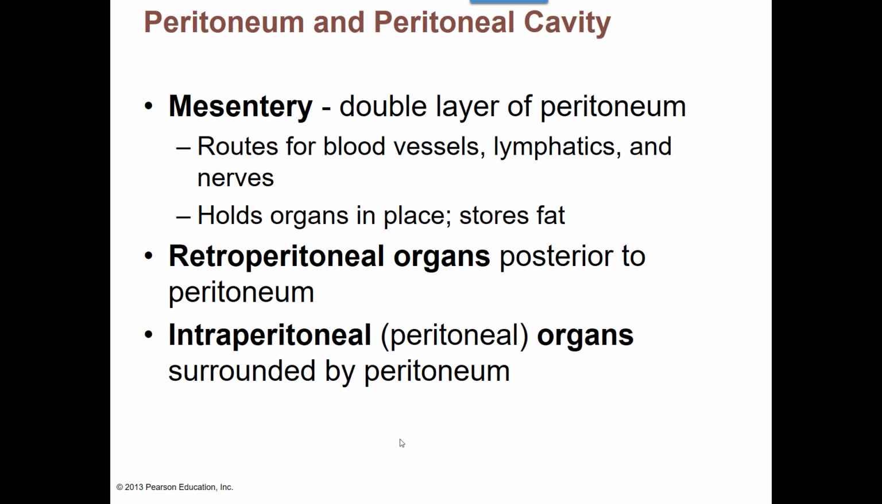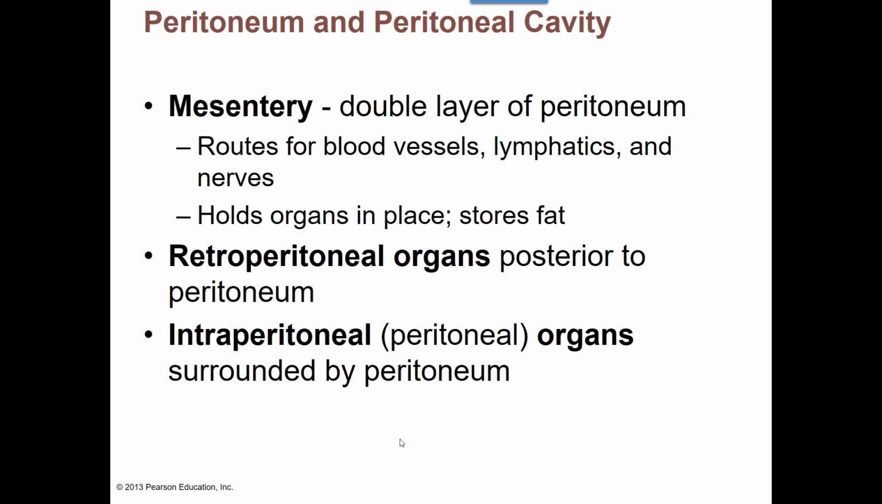We do have these different layers inside of that cavity that route these different blood vessels. They also can help hold the organs in place and store fat. So we'll see some of these a little bit in the cadaver, but in a couple pictures coming up as well, a lot of it has this kind of yellowish fatty appearance to it.